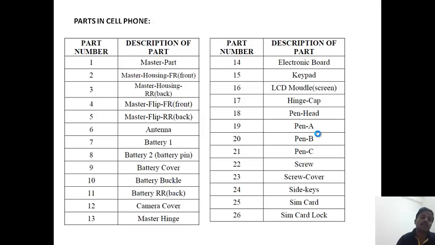How many things are there in the cell phone that we are going to see. So the parts in the cell phone. Description of part: master part, master housing, master flip, antenna, battery cover, battery buckle, camera cover, master hinge, electronic board, keypad, hinge cap, pen, screw cover, screw, side key, SIM card lock. A lot of things, several, 26 parts are given which are included in this cell phone.